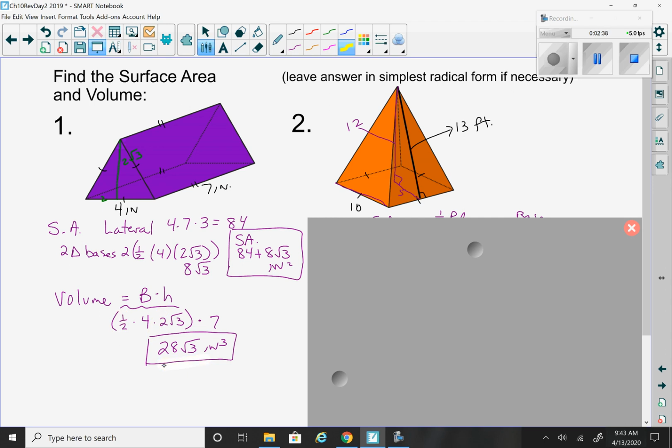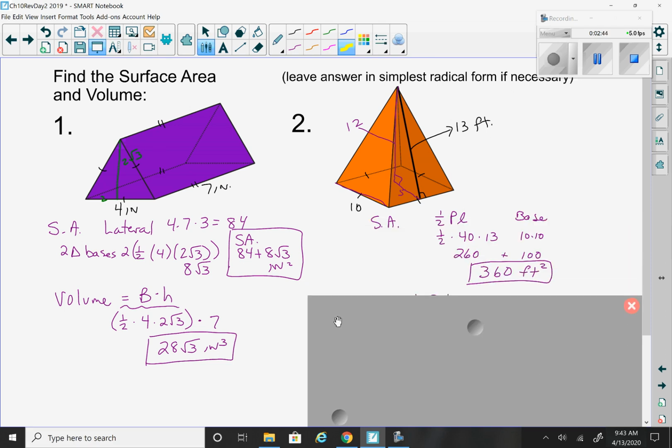For the square pyramid next door, when I'm trying to find the surface area, I got 360. So again, 1/2 times the perimeter of the base times the slant height. That's my lateral area, plus the actual base. 10 times 10 is 100, so I got 360. That was actually pretty easy for surface area.